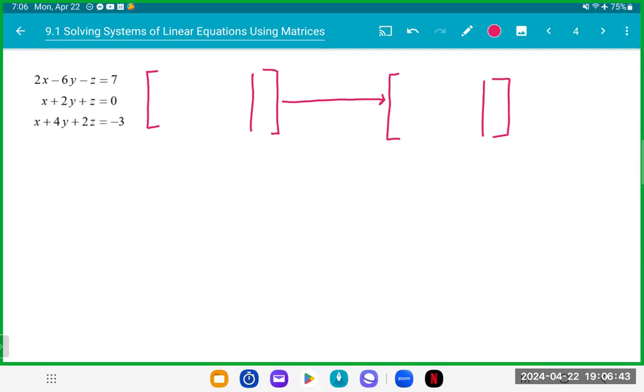All right, so again, make sure that our x's are in column 1, y's in column 2, z's in column 3. So our first equation would be 2, -6, -1, 7. We would have 1, 2, 1, 0, and 1, 4, 2, -3. Did anybody get something different, or does anyone have questions about how we took those systems of equations and wrote it in an augmented matrix?